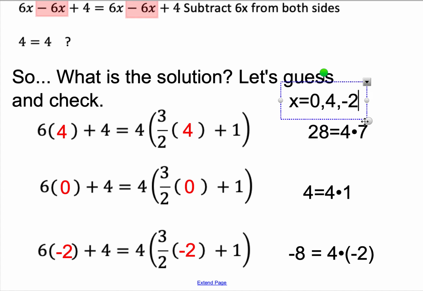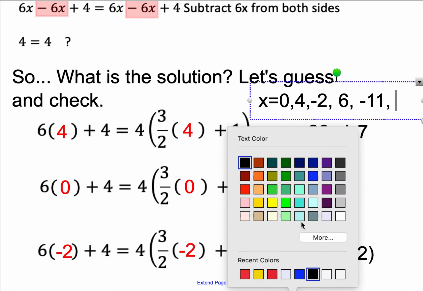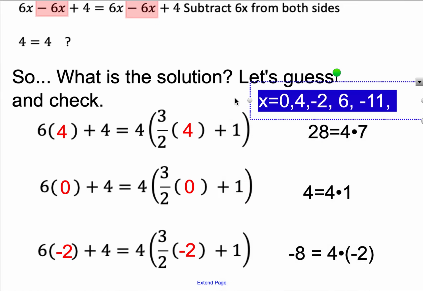Does this mean there's 4 solutions? Or 3 solutions? Well, the 4, you can see where it came from. I just took it right out of the equation. But 0 and negative 2, I just seem to have pulled those numbers out of thin air, out of pretty much anywhere. What I claim to you is it doesn't matter what numbers I use, they will all work. Everything works. Every single number in existence will work.